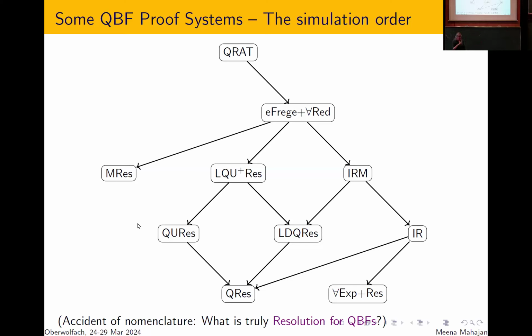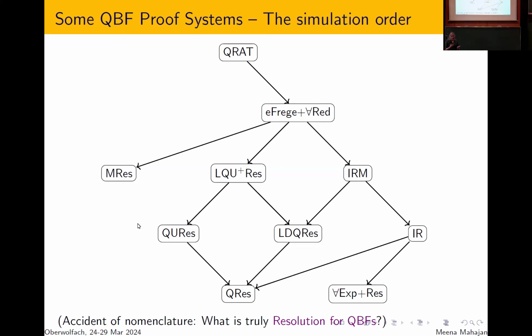Then there is Q resolution and QU resolution. QU resolution is resolution plus universal reduction. There's LDQ, long distance Q resolution, long distance QU resolution. There's IRM, instantiation, resolution, and merging of a certain kind. There's MRES, which is the merge resolution, which keeps track of partial counter models on the side. So in fact, these below the E-Frege system are all systems which are loosely based on resolution.